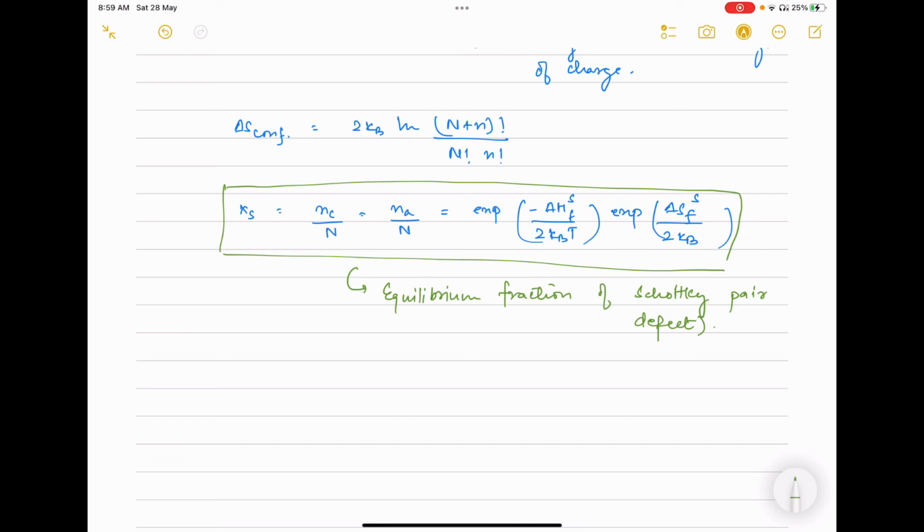Okay, so this was about the mathematical expressions for equilibrium fraction of different types of point defects.